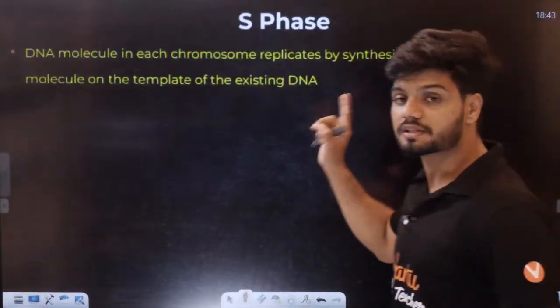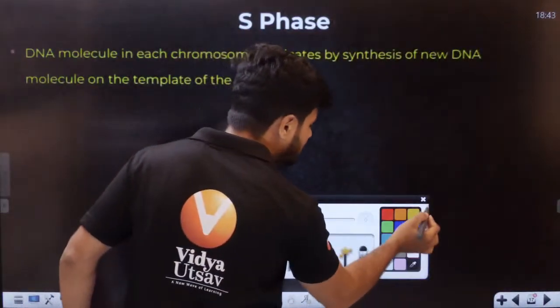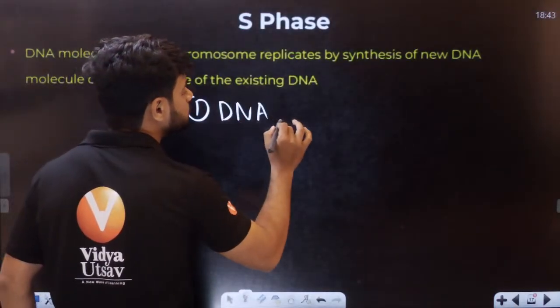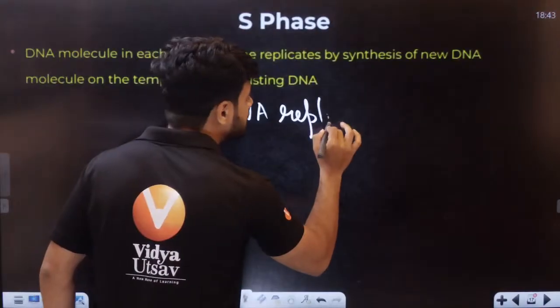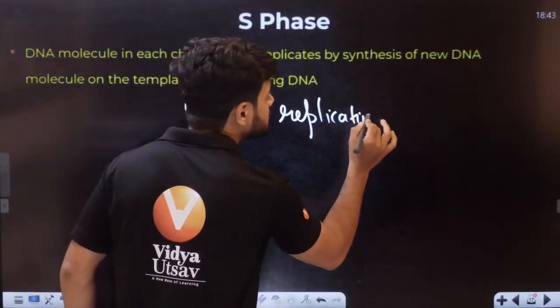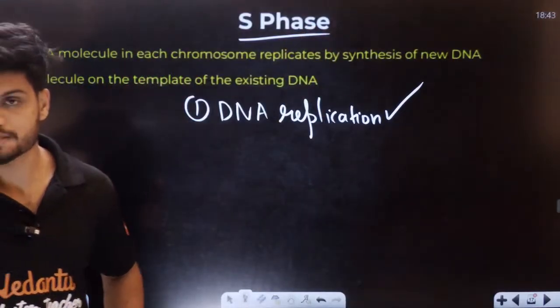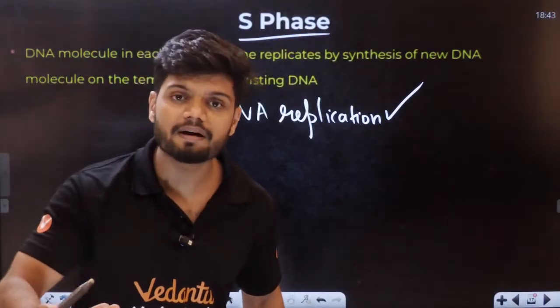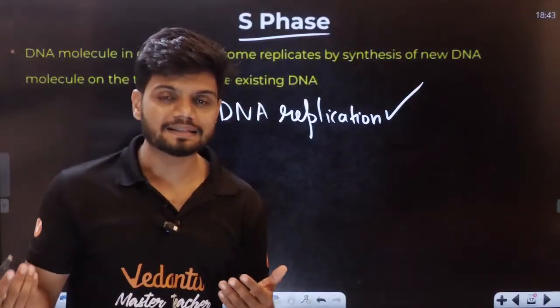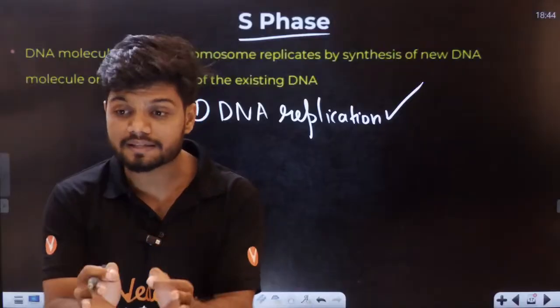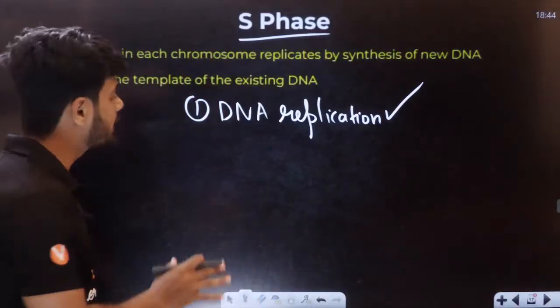The S phase, or synthesis phase, students. In this phase, what happens? DNA replication happens. So the DNA replication takes place in the S phase. This right here is a NEET PYQ, students. When do you think the entire DNA duplicates? The entire DNA duplicates in the S phase.